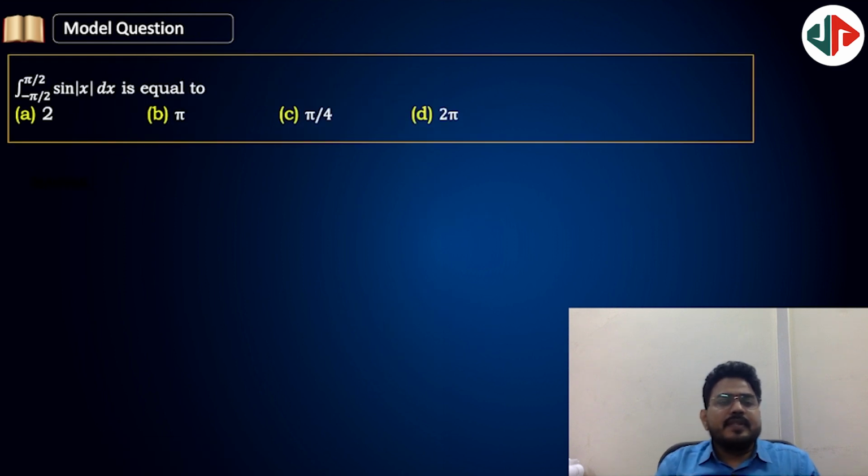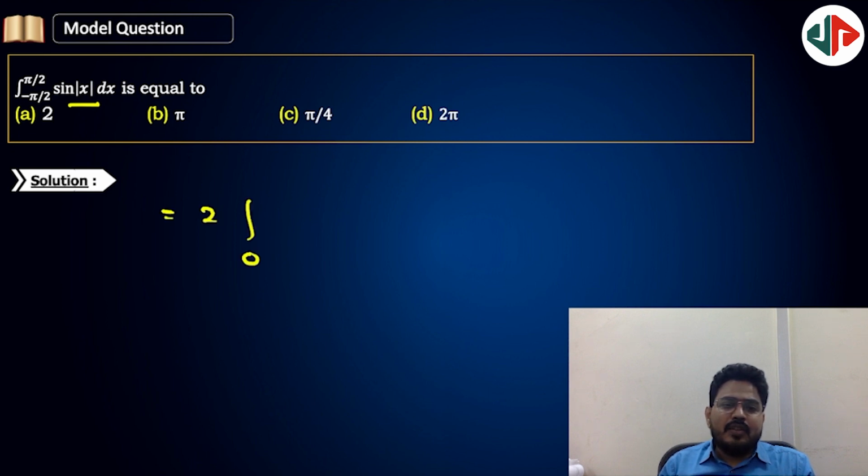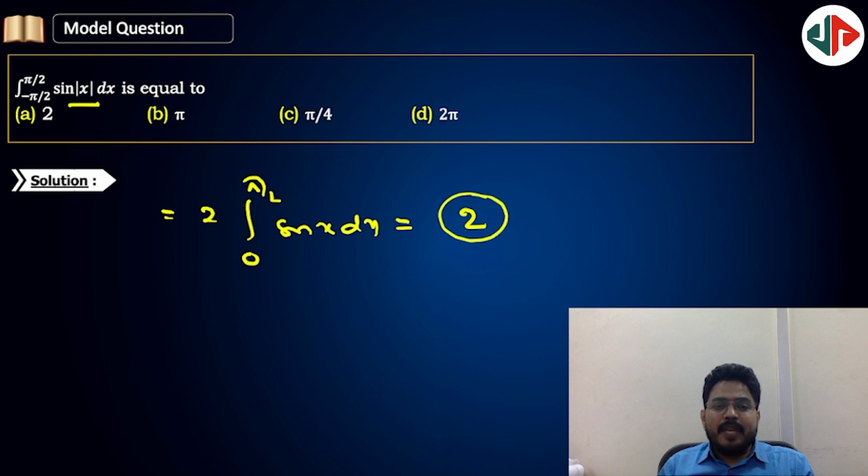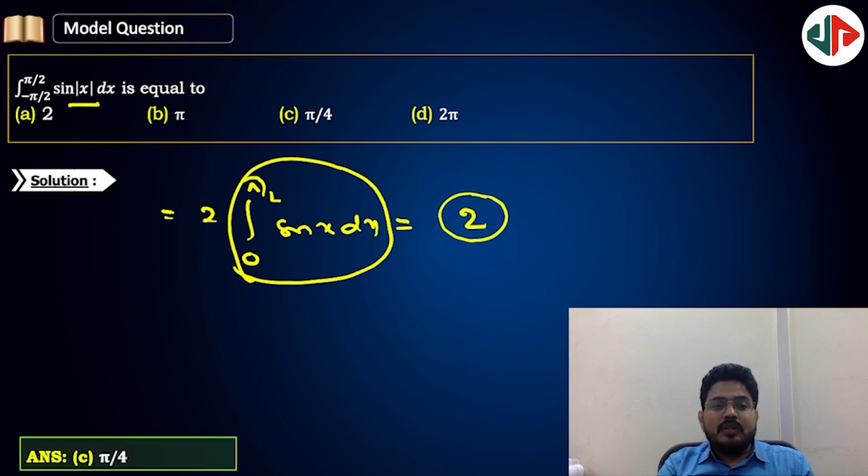Next question is integral 0 to pi by 2, with mod x. So I can write it as 2 integral 0 to pi by 2 sin x dx, because from 0 to pi by 2, mod x is this one. So this answer is equal to 2, because integral 0 to pi by 2 sin x value is 1. So the answer is equal to 2, not pi by 4.